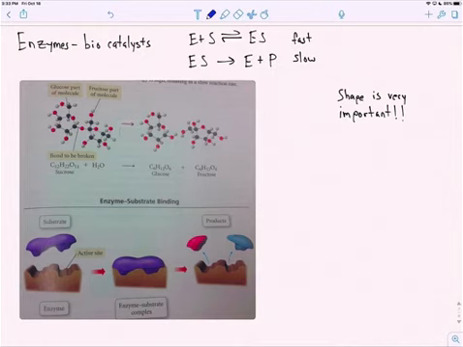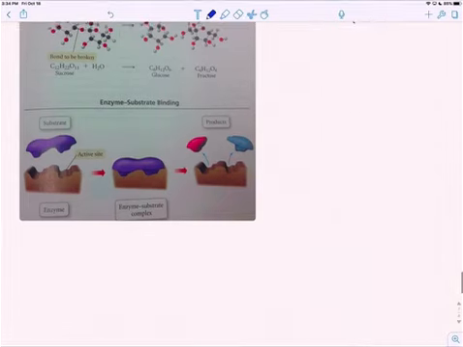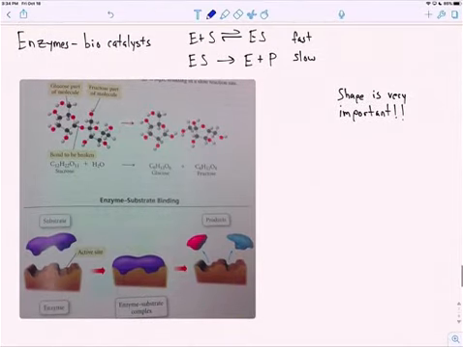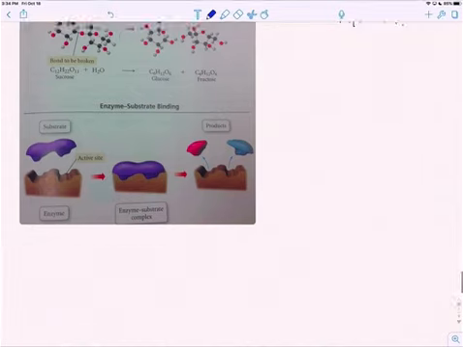And here's a simple one. This is to break apart sucrose. Sucrose is a disaccharide, and the enzyme breaks it apart into fructose and glucose. But there are so many enzymes in your body, and biological creatures use many, many enzymes. Enzymes are proteins, and shape is very important. There's something called denaturation. When proteins denature, they change their shape, and when they change their shape, they don't function anymore.